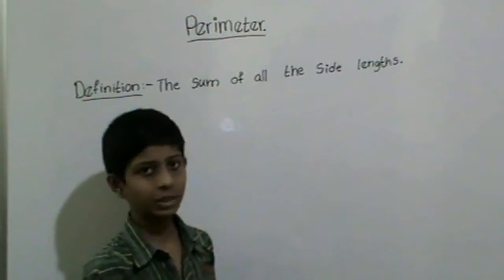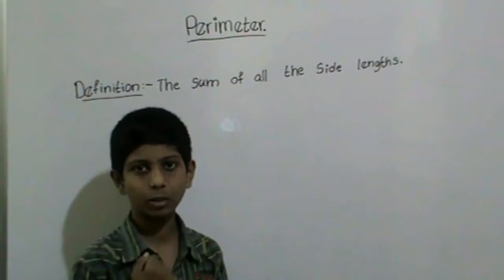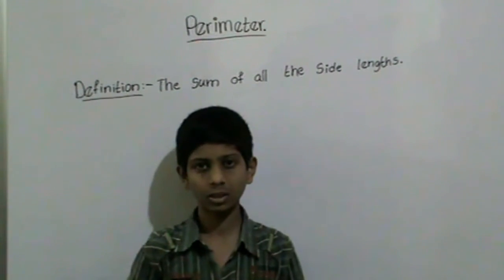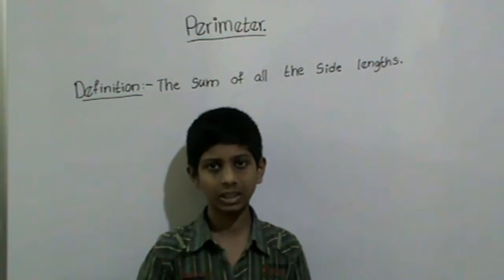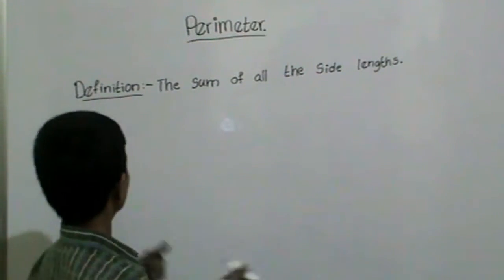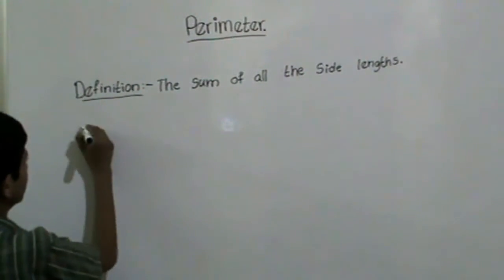Side lengths of any shape, you will get the perimeter of the shape. Perimeter can be measured for any shapes like triangles, squares, rectangles, trapeziums, parallelograms. Okay? Let us look at an example.